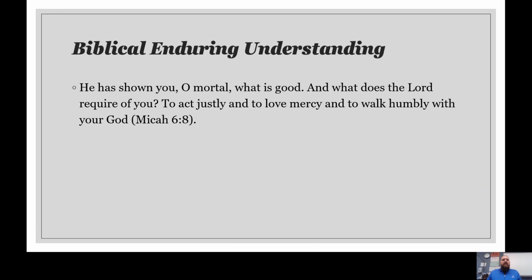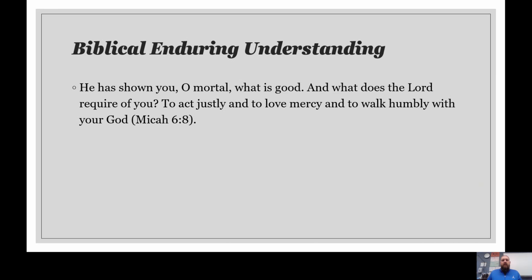This is from Micah 6:8. We're going to have this verse memorized by the time we're done, because we're going to look at it constantly, and there will probably be some memory verse quizzes. So it says, "He has shown you, O mortal," O mortal, or O man, a person who is not immortal like God. The immortal God has shown the mortal man what is good.